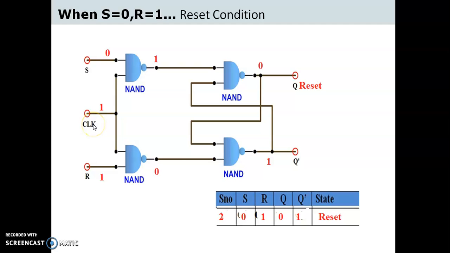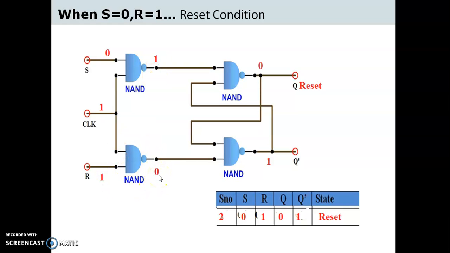And again we have to consider clock as a 1. So for this condition, again we will see what the truth table of the NAND gate is. For 1 1 the output is 0, otherwise the output will be 1. So simply as one of the inputs is 0, the output will be 1 irrespective of the second input. Again for 1 1 the output is 0. That means the output of this NAND gate is 1, the output of the second NAND gate is 0.